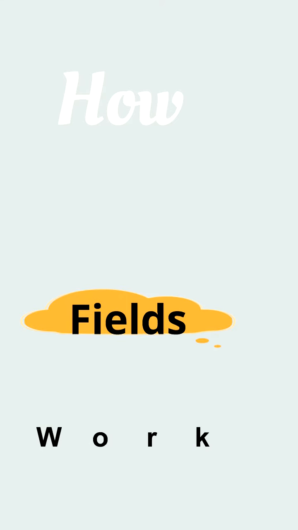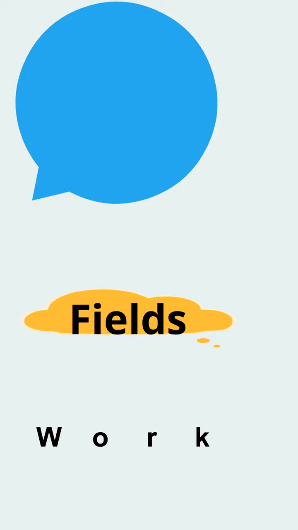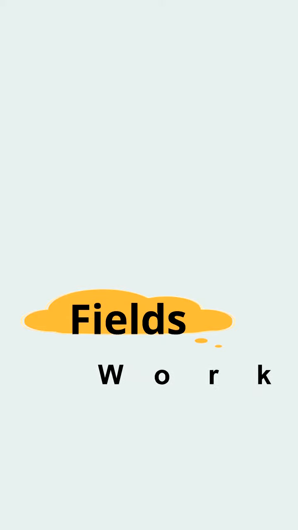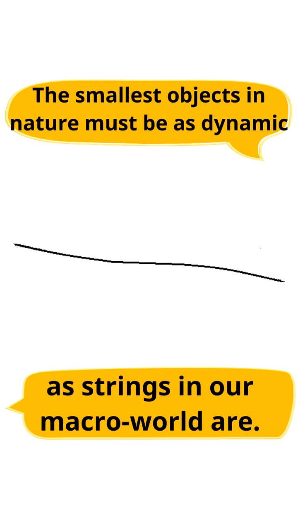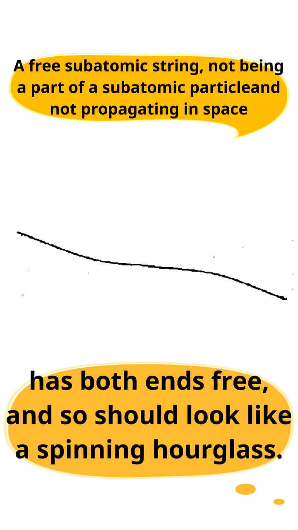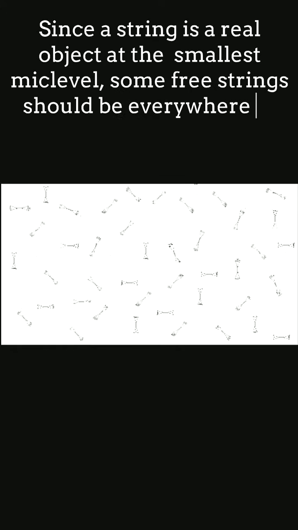How fields work. The smallest objects in nature must be as dynamic as strings in our macro world are. A free subatomic string, not being a part of a subatomic particle and not propagating in space, has both ends free, and so should look like a spinning hourglass. Since a string is a real object at the smallest Mach level, some free strings should be everywhere in the universe, even in a vacuum.